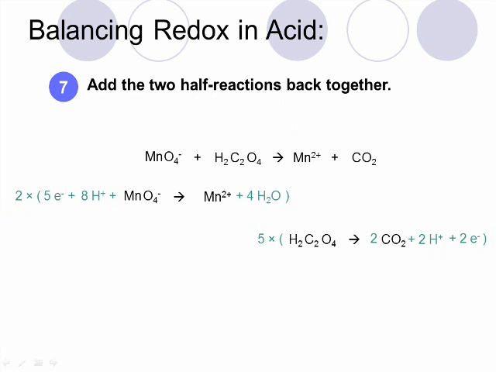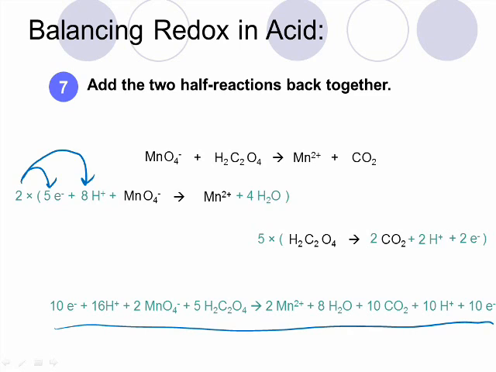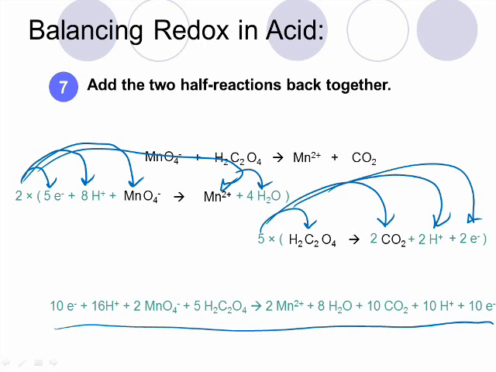And then we add the 2 half reactions back together. And this is what we get way down here. So when we multiplied these, that means we multiply the 5 electrons by it, the 8 by 2, manganese by 2, all these by 2. This one we multiply everything by 5. We distribute it, and we can see what we got here, this big long equation. But we're not done yet. We have one more step.